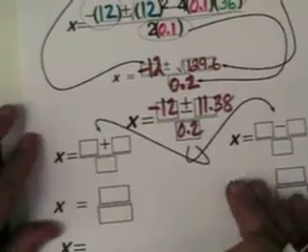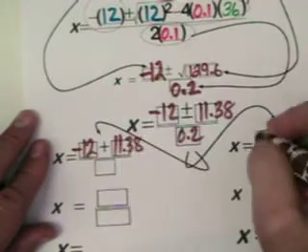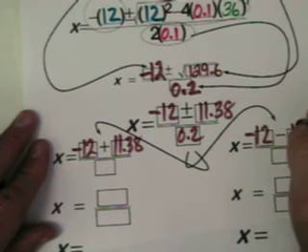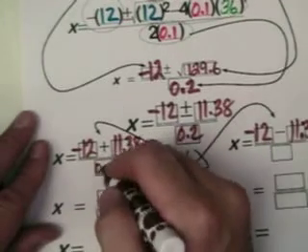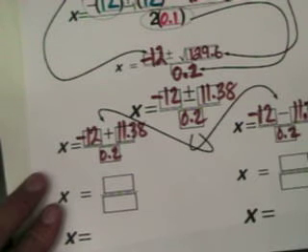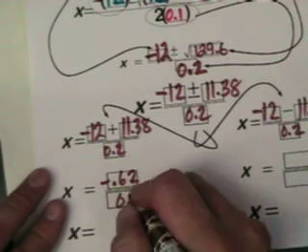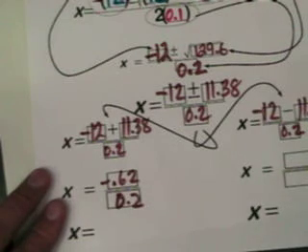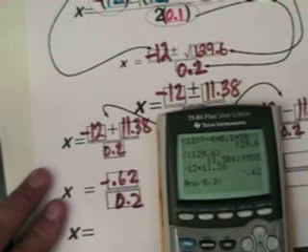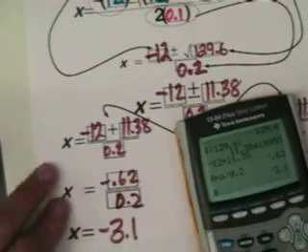Okay, now I'm just going to rewrite it. Now I'm splitting it into two different problems. Both those are over 0.2. I'm going to simplify the top. I get negative 0.62 on this one. Divide it by 0.2. And I get negative 3.1 as one of my solutions.